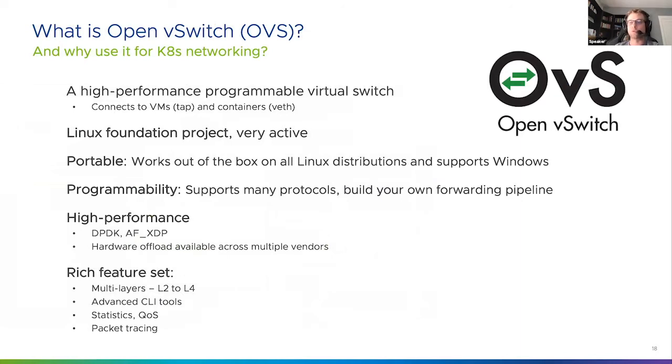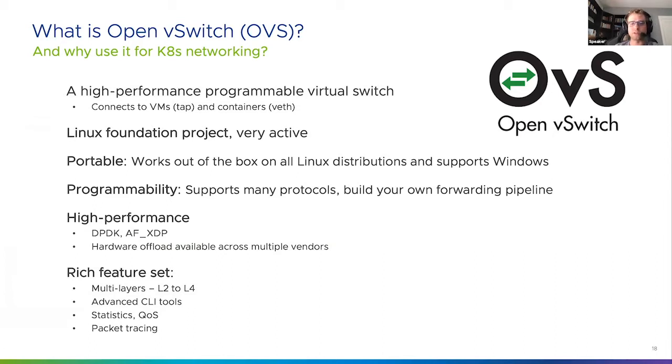But first, we need to introduce Open vSwitch, also known as OVS, as this is the data plane technology we're going to use as a running example. OVS is a programmable virtual switch. It's used to connect VMs, virtual machines, or containers. It has been a Linux Foundation project since 2016, is widely used in production, for example in OpenStack, has a very active developer community and a lot of support from hardware vendors.